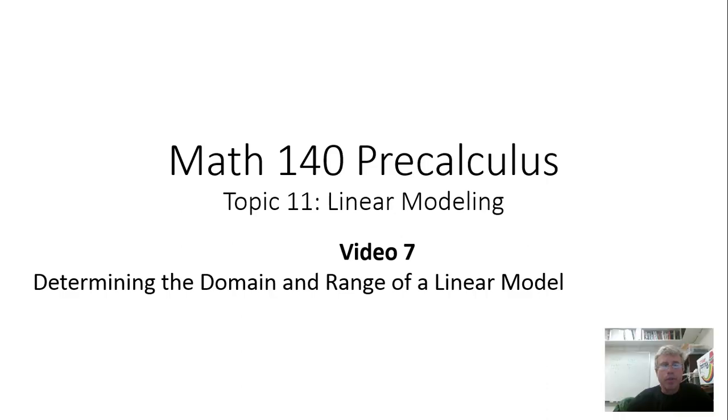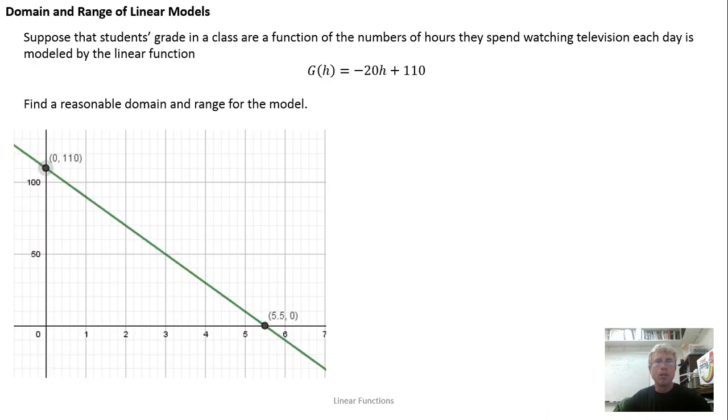So in this video we're going to go over how to determine or find the domain and range if we're given a linear model. So in the first example we have a model that models a student grade as a function of the number of hours they spend watching television. So we have grade as the output, hours watching TV as the input.